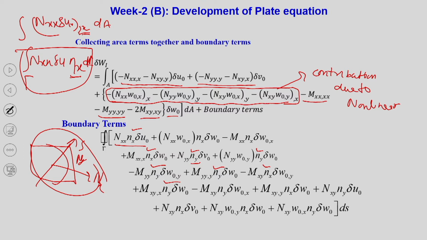The concept behind this, in a Gauss theorem: if anything is the derivative with respect to i, integrated over dA, then it will be the curve integral of ni and d gamma. So, we are following the same.